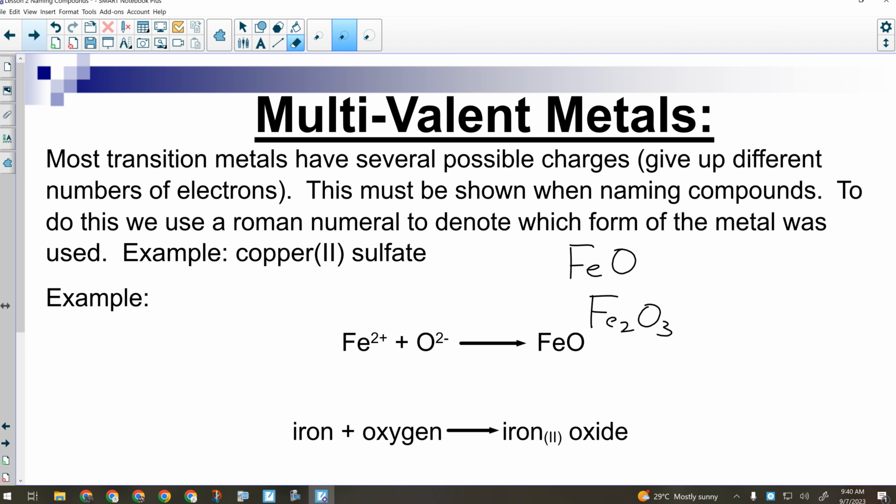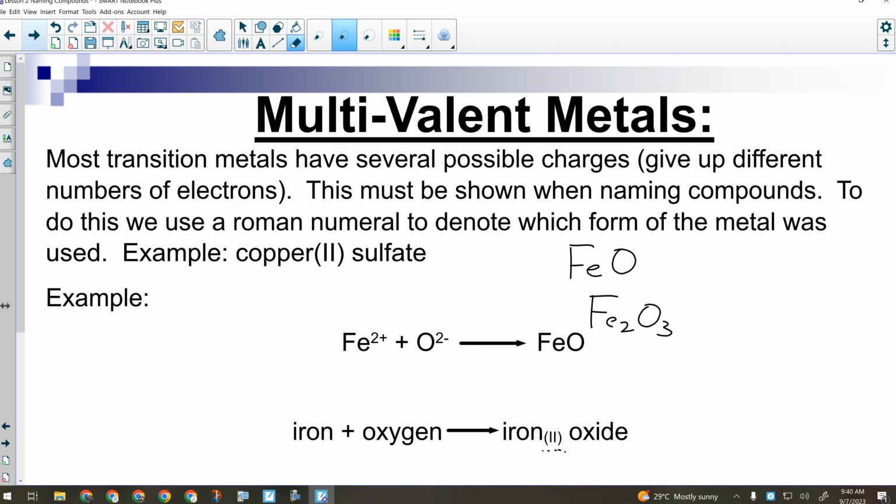That's, like I said, they were very different. They could not have been more different. Okay, so we have to make sure that we have a way to tell these two things apart. So what we do is we put in their name a Roman numeral that tells us which charge the iron has in that particular compound.